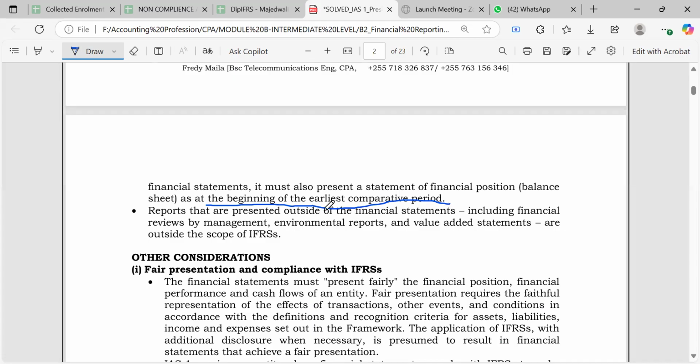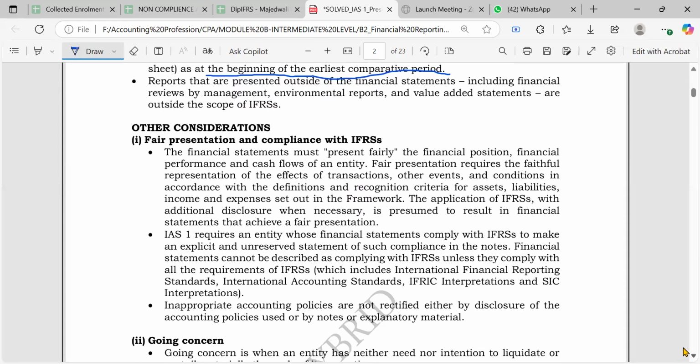Okay, reports that are presented outside the financial statements, for example, maybe the financial reviews by management, maybe environmental reports, or maybe the value added statements are outside the scope of IFRS, right? For example, these days you may even find sustainability reports, corporate social responsibility reports, things like those, right? Of course, they are not explained by IAS 1. We do not use IAS 1 to explain them, okay? Then let's go to other considerations too.